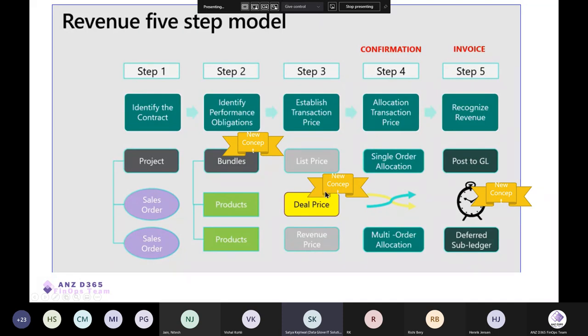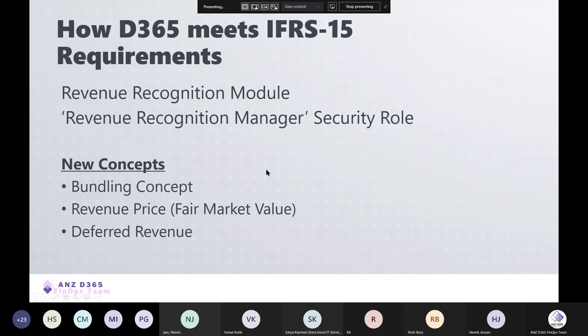Deal price, that's also a new concept. And then allocation of the prices to the bundle items, that's also something new we define. And there are some new posting profiles. There are two new security roles introduced for this module. And there are new concepts, as I said before: the bundling concept, revenue price, which is called fair market value, a technical name as per IFRS, and deferred revenue.